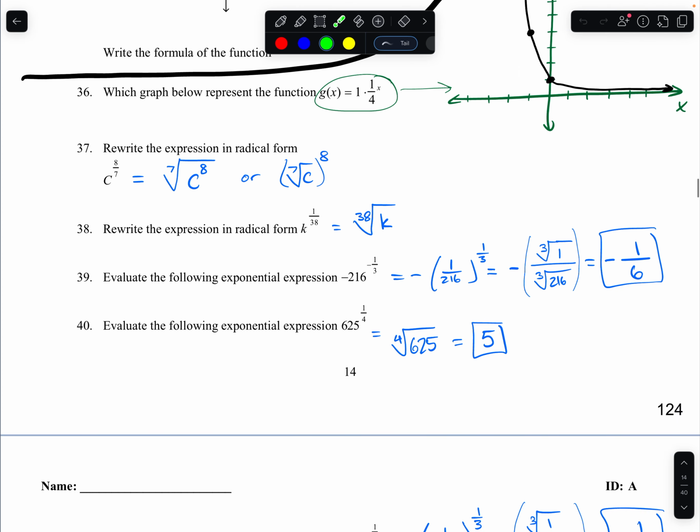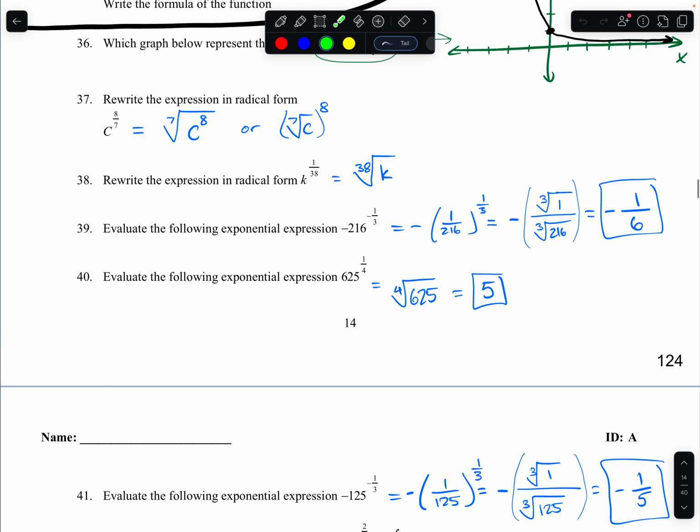Number 37, you should be able to switch from fraction exponent form to radical form. Keep in mind the numerator of the fraction stays in the exponent, and the denominator of the fraction is the index, or the number in the radical. We're going to do the same thing for 38. K to the 1 over 38 power is the 38th root of k. You could say k to the first if you really want, but k to the first is just k.